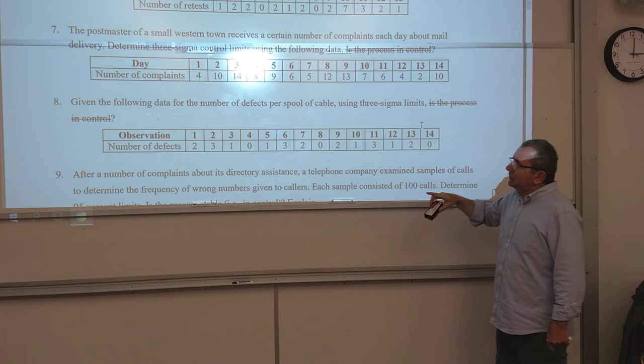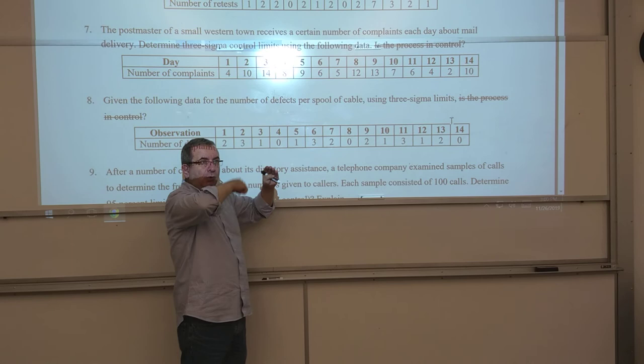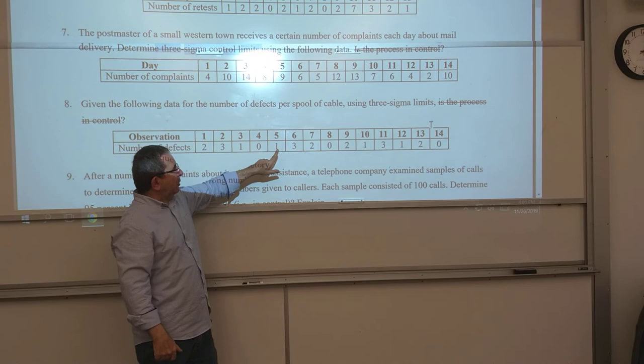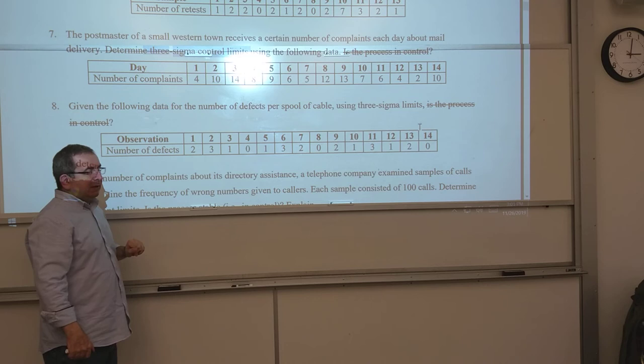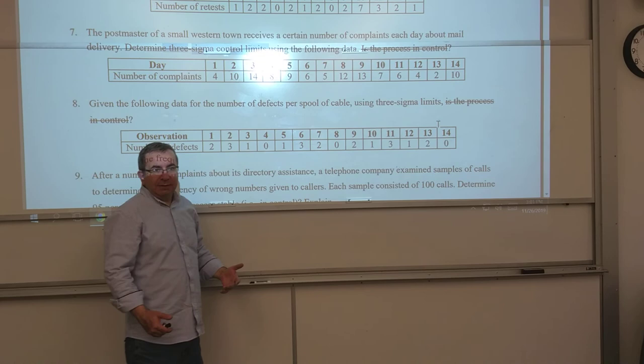What is a spool of cable? Sometimes you see on the side of the road big rolls of steel cable. So each one of them is one product. Some of these products have zero defects. Some of these products have one defect or two defects, three defects, etc. Again, we calculate the C ratio. So we add these up, total number of defects divided by 14. That will be our C ratio.